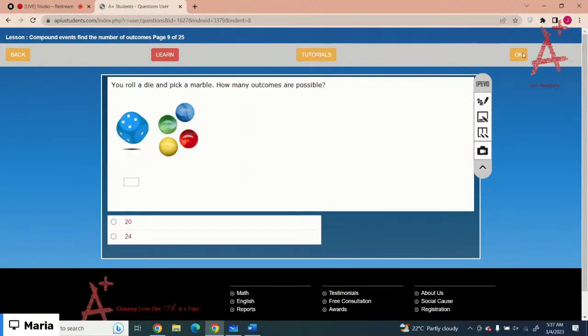You roll a die and pick a marble. How many outcomes are possible? When you roll a die, you have 6 options. And for the marble, you have 4. So it is 6 times 4 is 24. Got it?